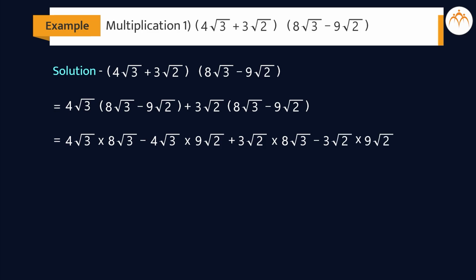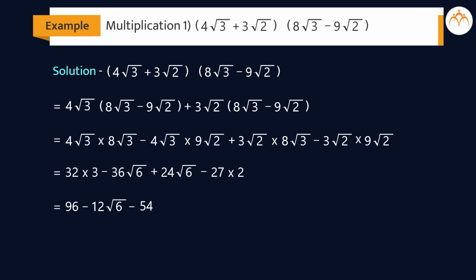9 into square root of 2 is equal to 32 into 3 minus 36 square root of 6 plus 24 into square root of 6 minus 27 into 2 is equal to 96 minus 12 into square root of 6 minus 54 equal to 42 minus 12 into square root of 6 is equal to 6 into 7 minus 2 into square root of 6.